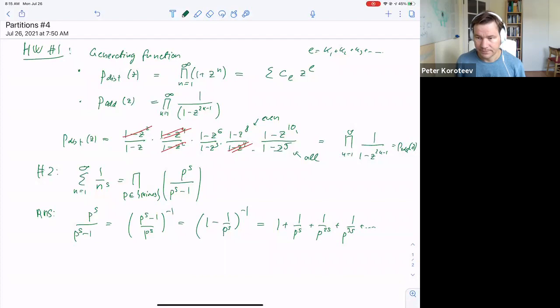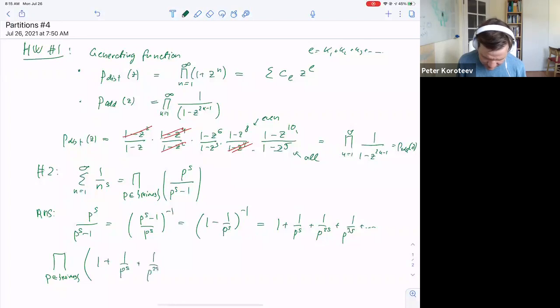Okay, so that should sound familiar, like the geometric sum we used before when we derived p of n, the function p of n. Well, now we need to consider the product of those. So it's the product over p in the set of all primes of this right-hand side: 1 plus 1 over p to the s, plus 1 over p to the 2s, etc.